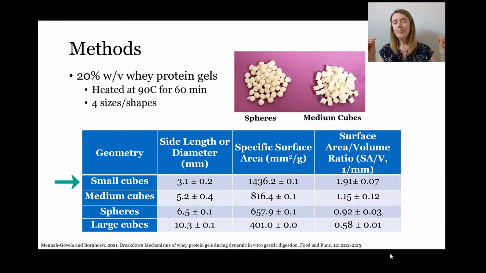We had small cubes, which are about the size you would get after mastication, so they're about 3 millimeters. We took their specific surface area, divided it in half, ended up with our medium size, divided that in half again to get our large cubes. So we have cubes of 3 different sizes and spheres of a similar size to our medium cubes, but with a different specific surface area because of their geometry.